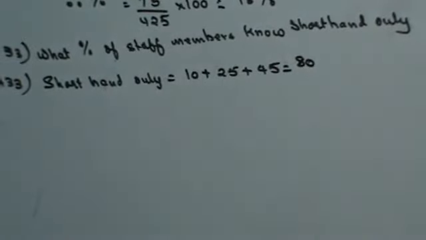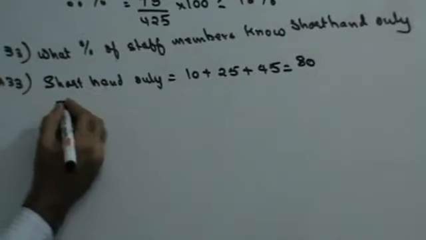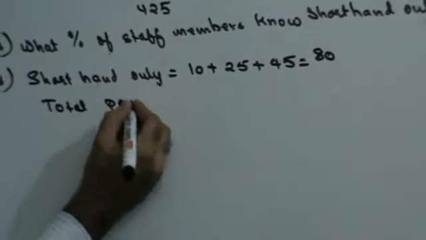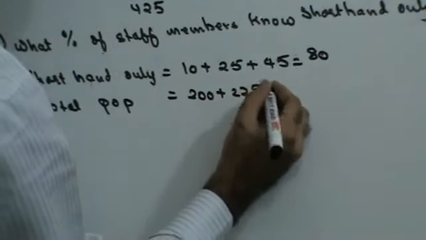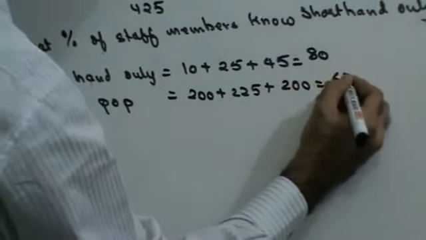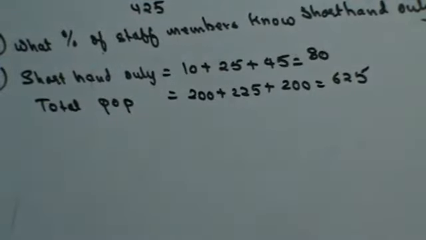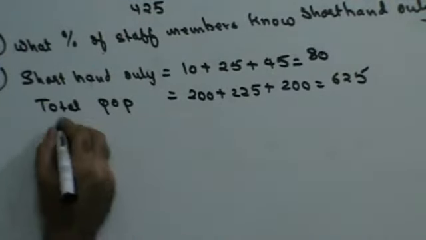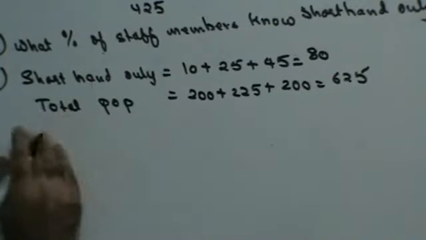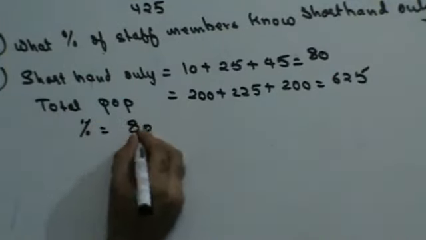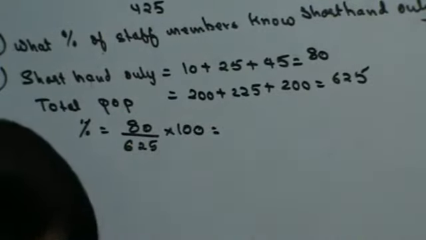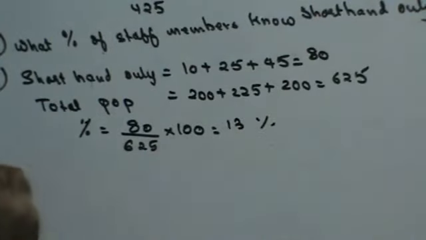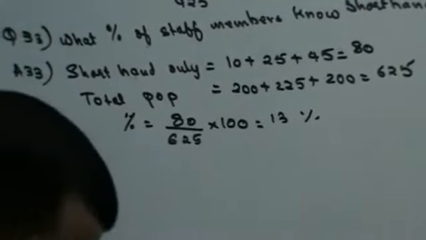Right? Total population is going to be 200 plus 225 plus 200, which will be 625. Right? Therefore, percentage is going to be 80 upon 625 into 100. Someone work that out. I presume that should be 13%. Okay. Next question, 34.